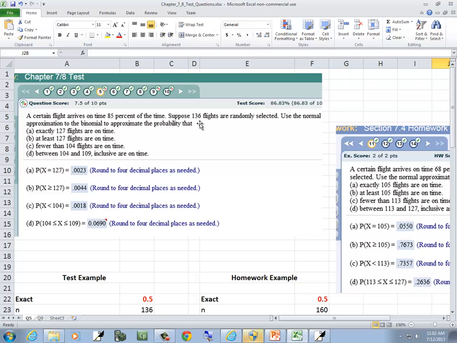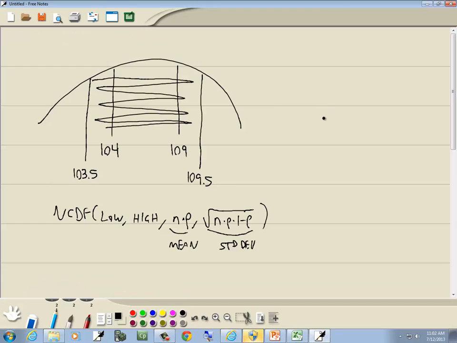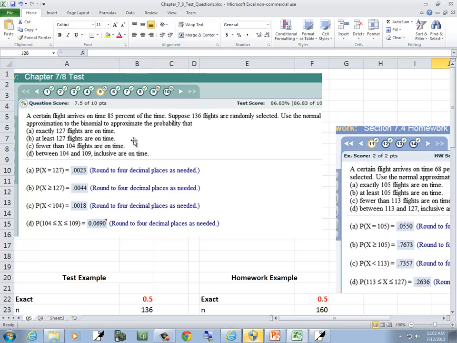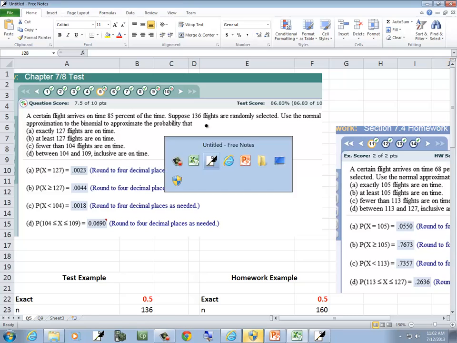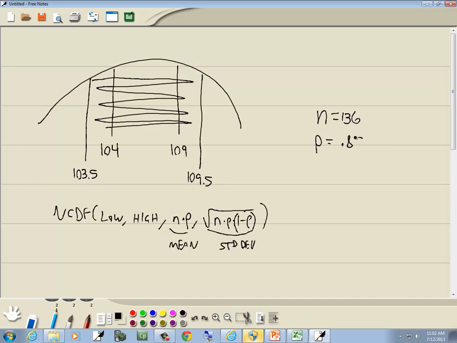Let me see, suppose 136 flights are randomly selected. So n is 136. We also need p for these. Actually, it's times 1 minus p inside of parentheses. Sorry about that. It says it arrives on time 85% of the time, and down here we're asking about it arriving on time. So p would equal 0.85.